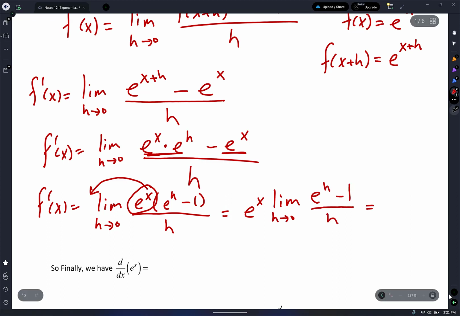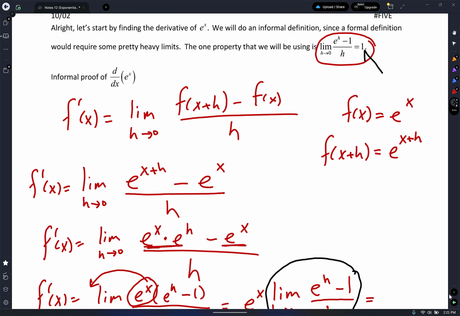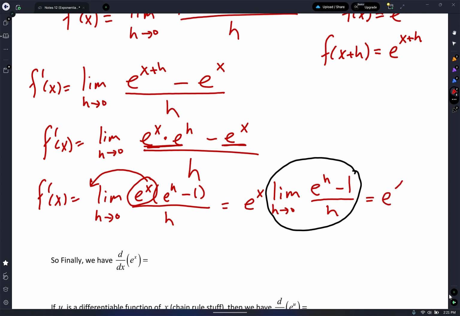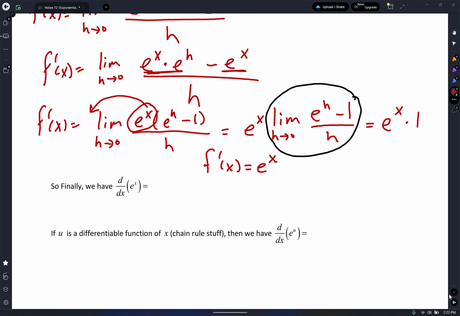And we just said that this right here that I'm circling is nothing more than 1. So what's e to the x times 1? E to the x. So the derivative of e to the x is itself. It's the only one that's like that. Do we have any issues with this? Cool or not cool? It's the only one that's like that. So don't be a robot. So finally we have d dx of e to the x is just e to the x.